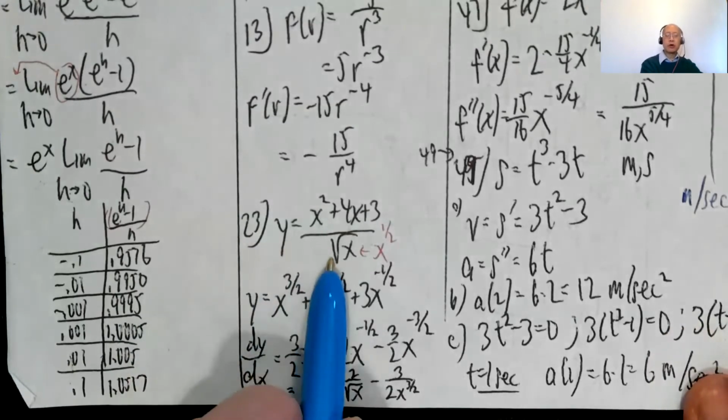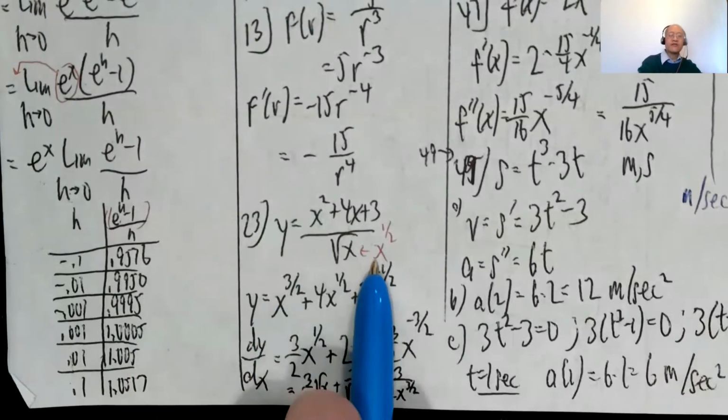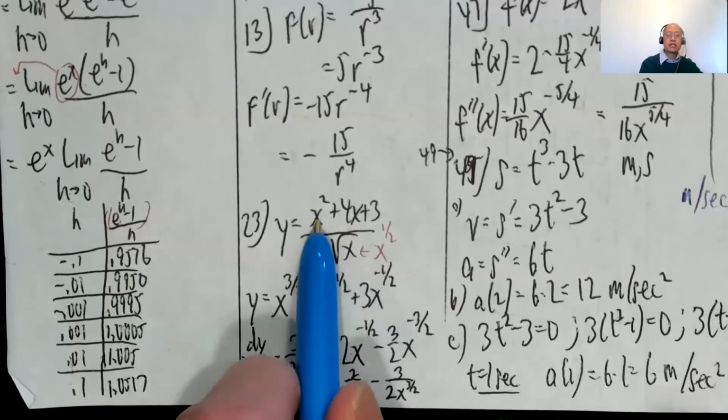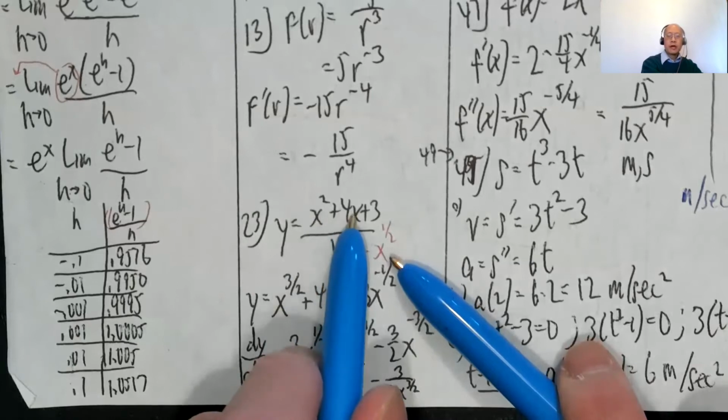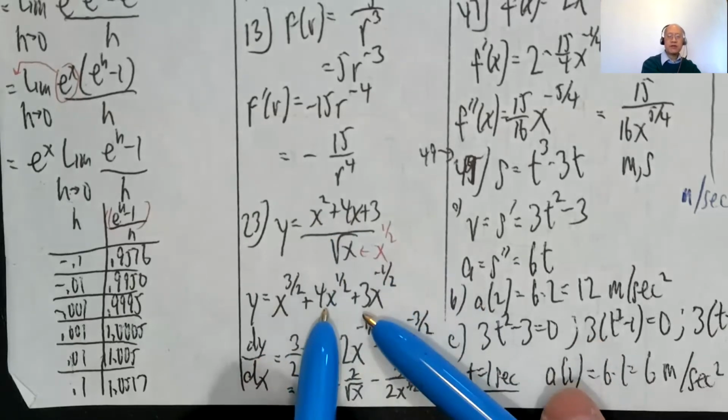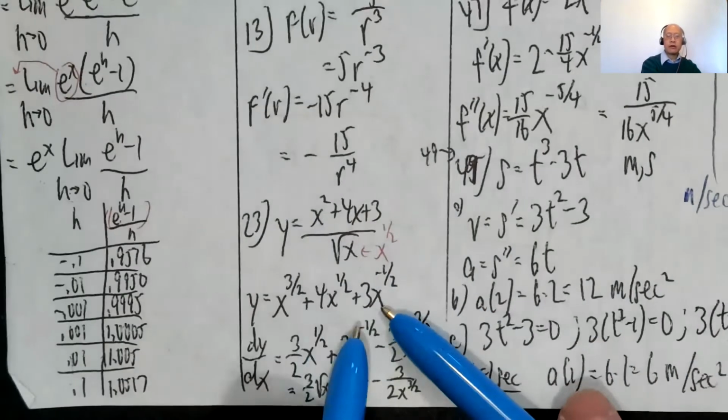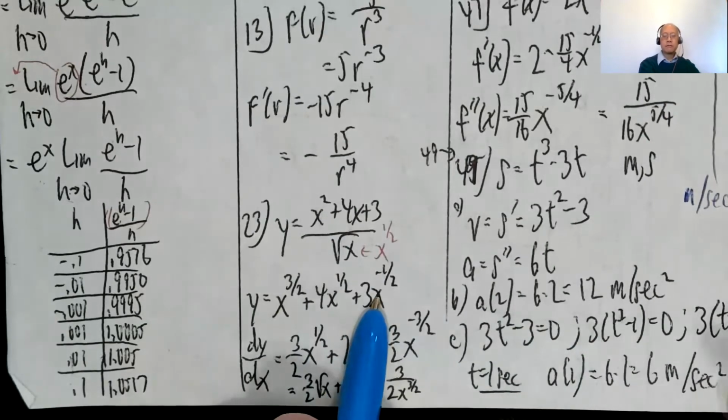Number 23, I'm dividing by a square root. Treat this as x to the half and then divide. x squared divided by x to the half is x to the 3/2. 4x divided by x to the half is x to the half. And then 3 over radical x is 3x to the negative half.